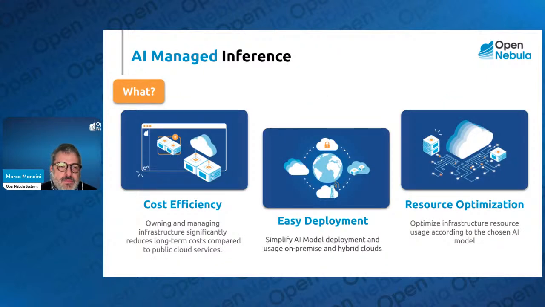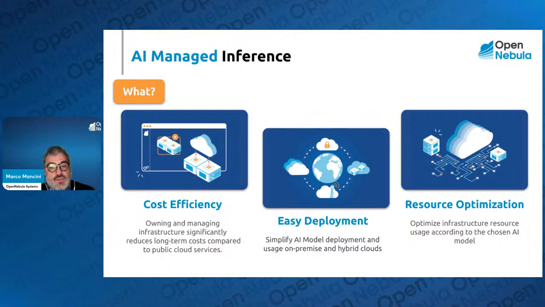So the webinar is mainly, and the demo will also be, about AI Managed Inference. There are three main things that we have considered in order to provide a very easy and interesting solution for organizations and companies that would like to use, for example, generative AI models and deploy them within an OpenNebula cloud environment. So first of all is cost efficiency. As I said, owning and managing your own infrastructure, even adding multiple cloud providers, is important because this can reduce long-term costs compared to using only public services.